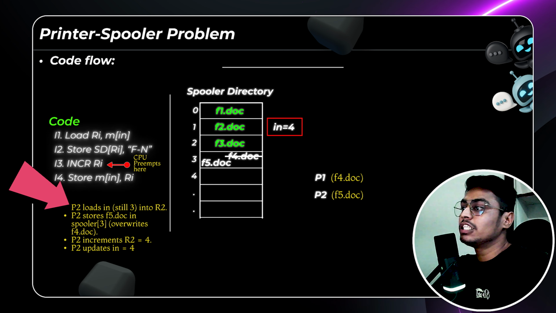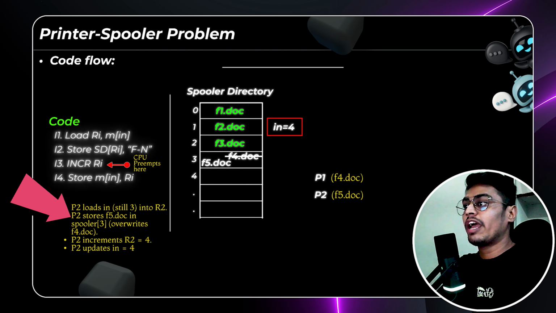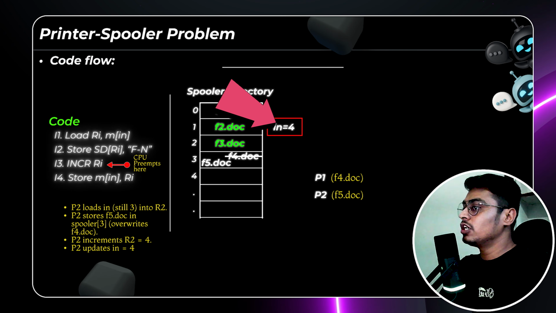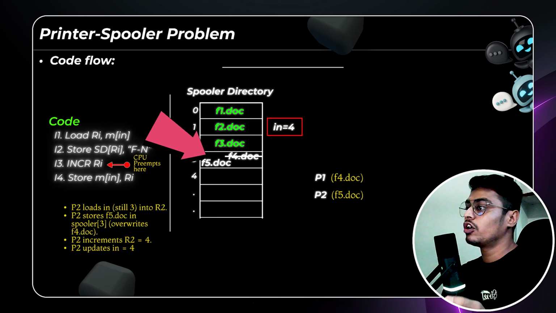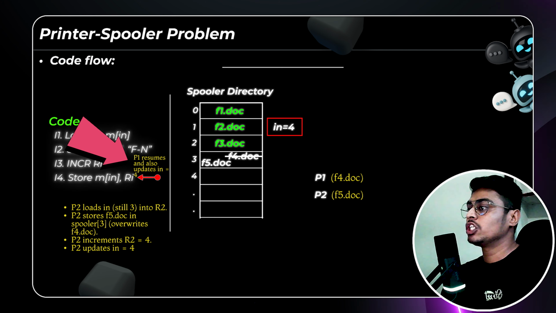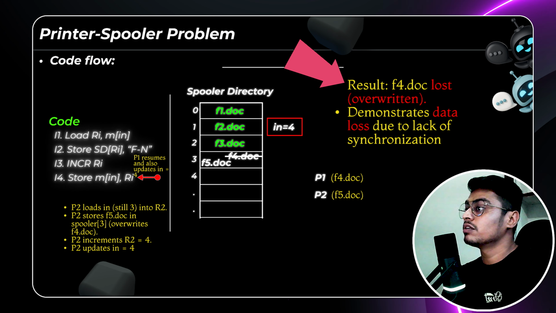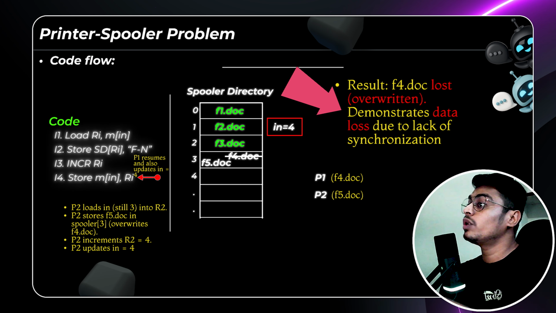So P2 loads in, still 3, into R2. Now P2 stores f5.doc in spooler directory 3, which overwrites f4.doc. Then P2 increments R2 to 4 and stores 4 to in. So f5.doc has overwritten f4.doc. Now P1 resumes after P2 has stored 4 to in. The value is 4, but the result is that f4.doc is lost because f5.doc overwrote position 3. This demonstrates data loss due to lack of synchronization.